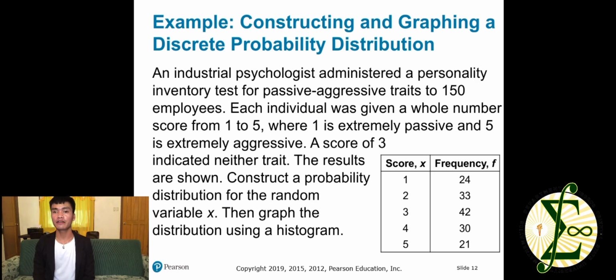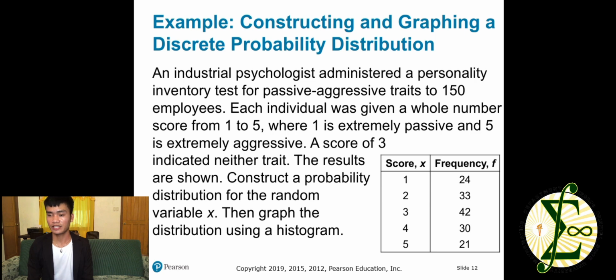Example: constructing and graphing discrete probability distribution. An industrial psychologist administered a personality inventory test for passive-aggressive traits to 150 employees. Each individual was given a whole number score from 1 to 5, where 1 is extremely passive and 5 is extremely aggressive. A score of 3 indicated neither trait. The results are shown. Construct a probability distribution for the random variable x, then graph the distribution using a histogram. By the way, a histogram is a graphical display of data using bars of different heights. The taller the bar, the higher the data.